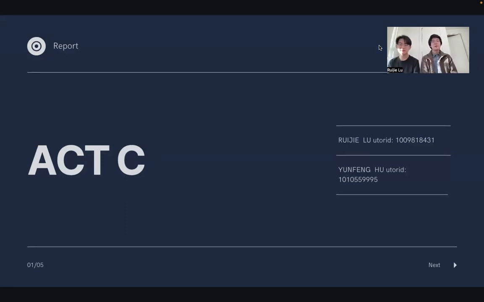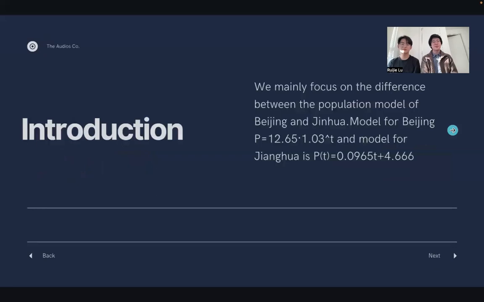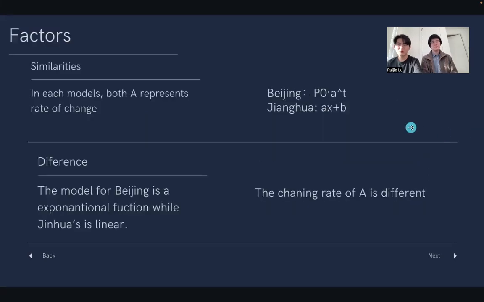Dear Director, today we are going to compare the population growth model of Beijing and Jinhua in the next 77 years. And here on the slides is our model for both cities. Now we are going to discuss the differences and the similarities in factors between these two models a little bit.